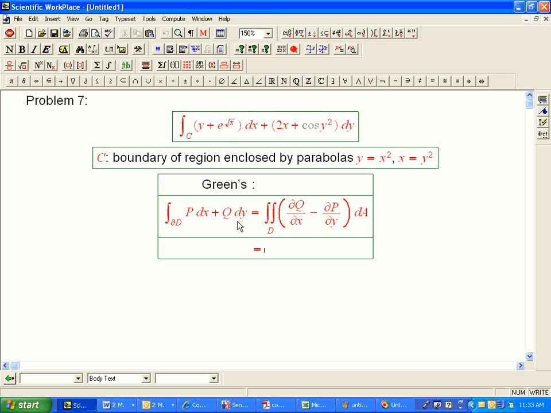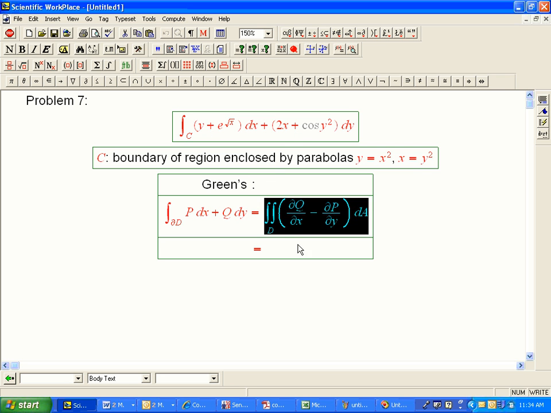Okay, so here P is y plus e to the root x, Q is 2x plus cosine y squared, and right away we see that there's some red herring stuff in this problem. Anything in P, in other words the i component of the vector field, that only depends on x will die when I take dP/dy, and this stuff will die when I take dQ/dx. And so it's actually much, much simpler than it looks. It's actually a linear vector field case, and so that's really nice.